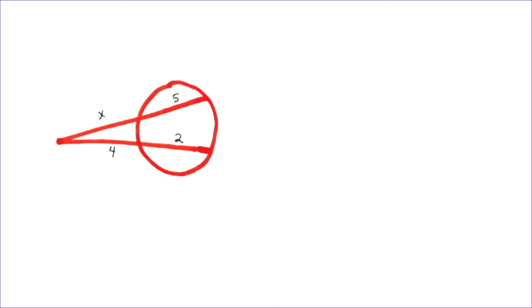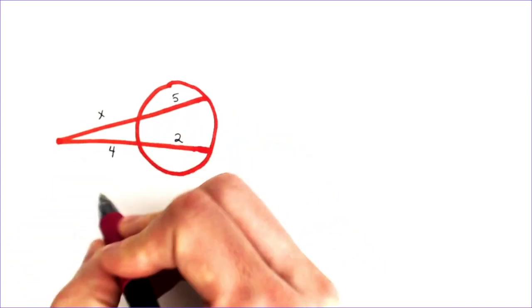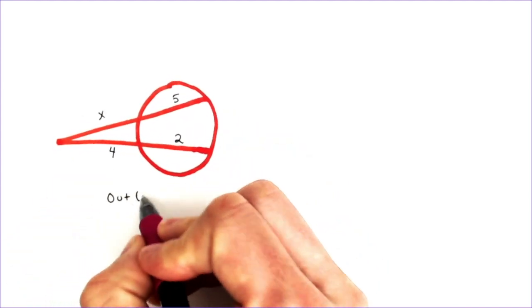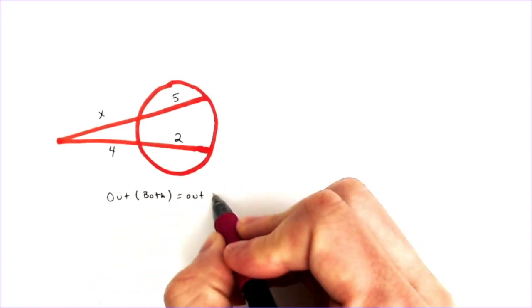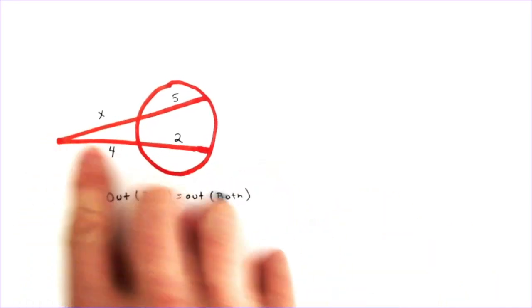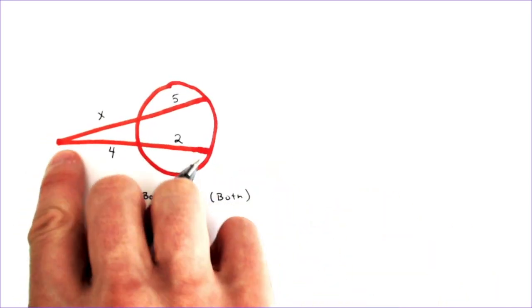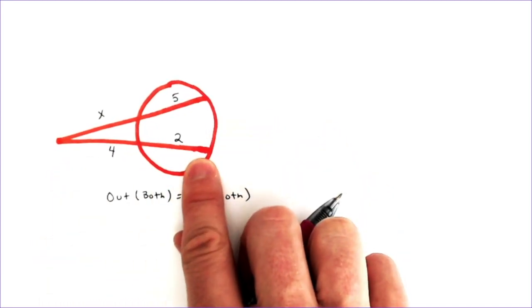The rules don't change, but solving the problem will be much more difficult. So we have the outside, the x, times both of them, and that is going to equal the outside times both of them as well. And the outsides are going to be the x and the 4, and both is going to be the x and the 5 put together, and the 4 and the 2 put together.